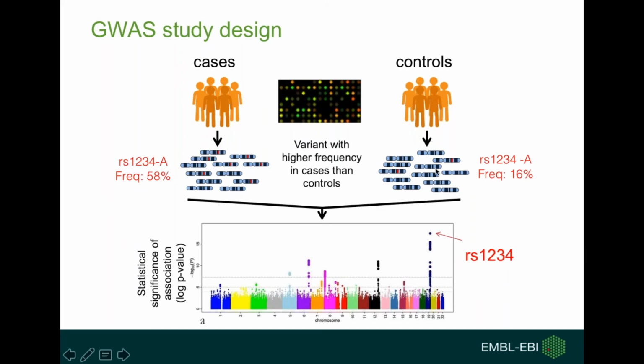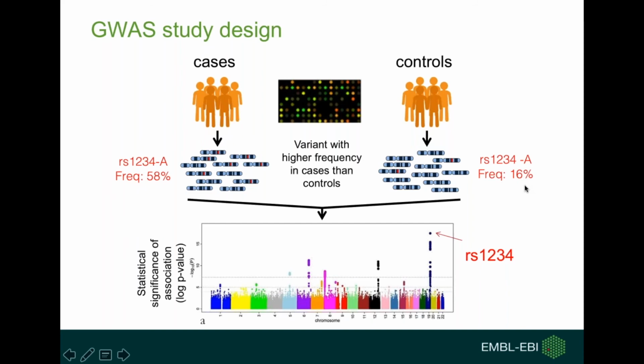And the key of a GWAS is to look for variants that have differences in allele frequencies between cases and controls. So if you look at this diagram here, I'm illustrating this by showing you one particular variant, RS1234, carrying the A allele. And you can see that the frequency of this allele in cases is 58%, whereas the same SNP and the same allele in controls is only 16%. So what you're looking for are SNPs that have different frequencies between cases and controls.